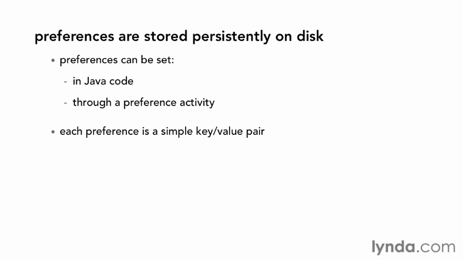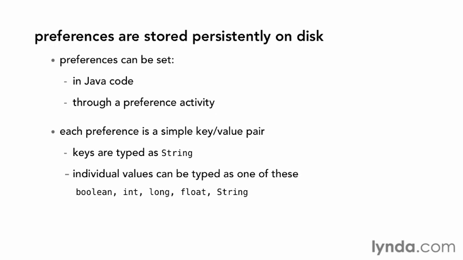Each preference value is a simple key-value pair. The keys are always strings, but the values can have one of a number of different types, including booleans, integers, longs, floats, and strings. It's also possible to create a single preference value that consists of multiple strings that are typed as a Java set.